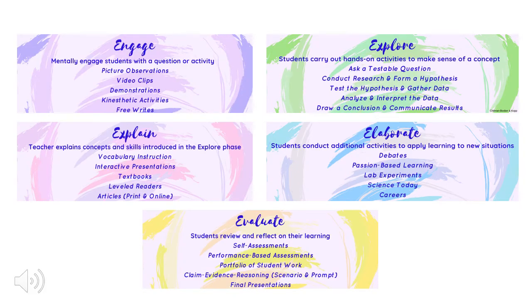This slide explains more about the detailed process and technological tools that we can use in each phase of the 5E model. For example, in Engage, we can use video clips, demonstrations, and kinesthetic activities to engage students towards the activity. In the Explore phase, we ask them to test the hypothesis. In the Explain phase, they can provide interactive presentations, or they can prepare writings to explain more about the problem.